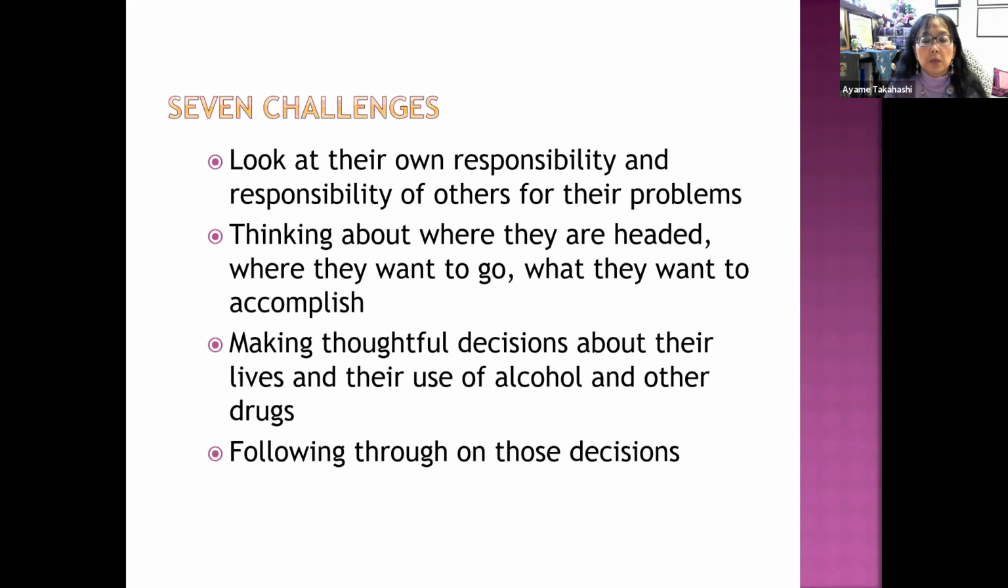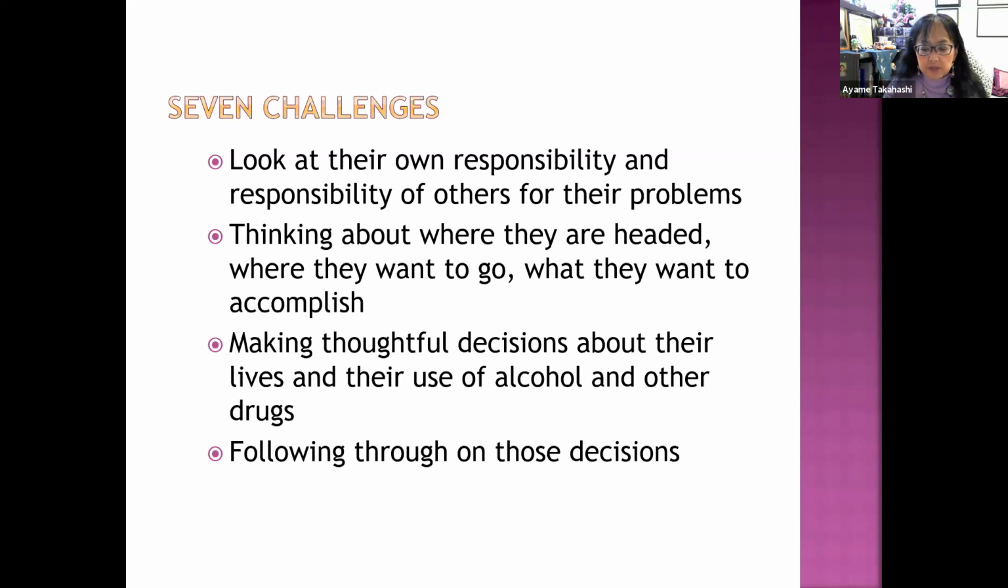Look at their own responsibility and the responsibility of others for their problems. Thinking about where they are headed, where they want to go, and what they want to accomplish. And making thoughtful decisions about their lives and their use of alcohol and other drugs. And then lastly, following through on those decisions.